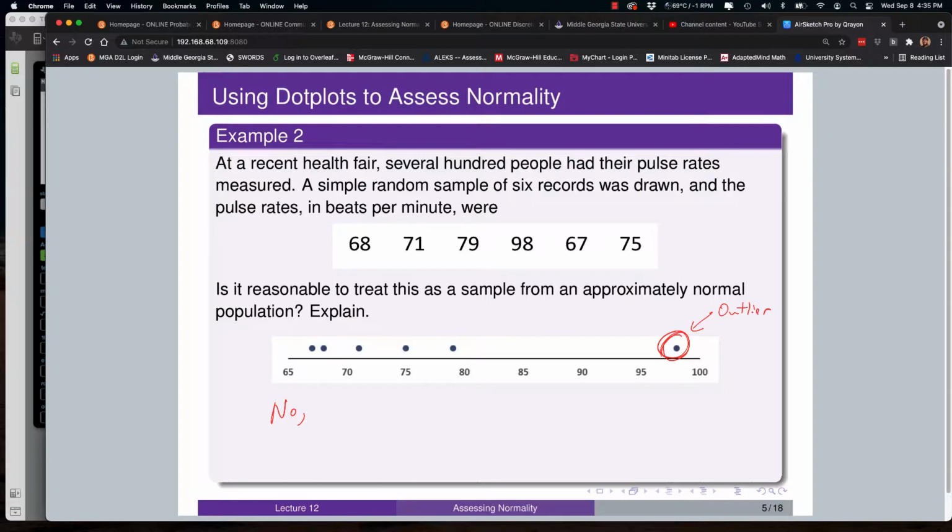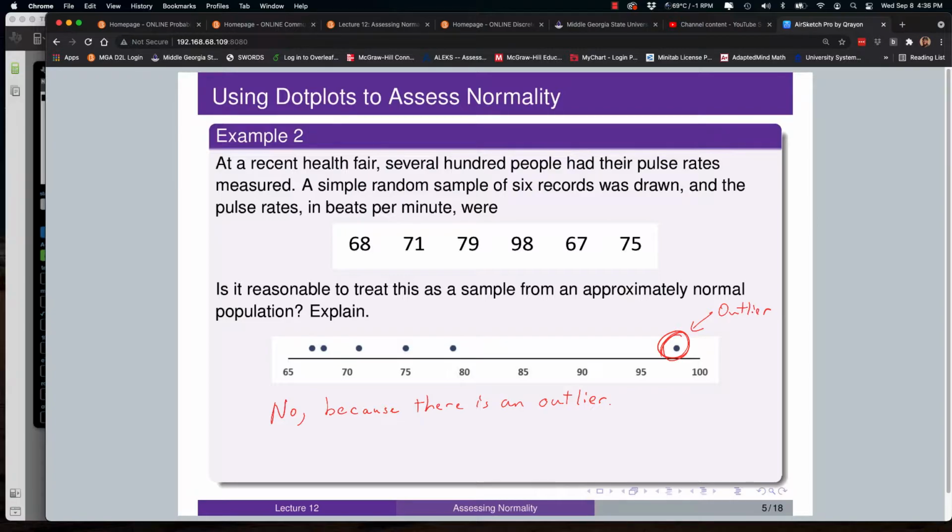And so no, simply because there is an outlier in the data, or just an outlier. Okay, simple as that.